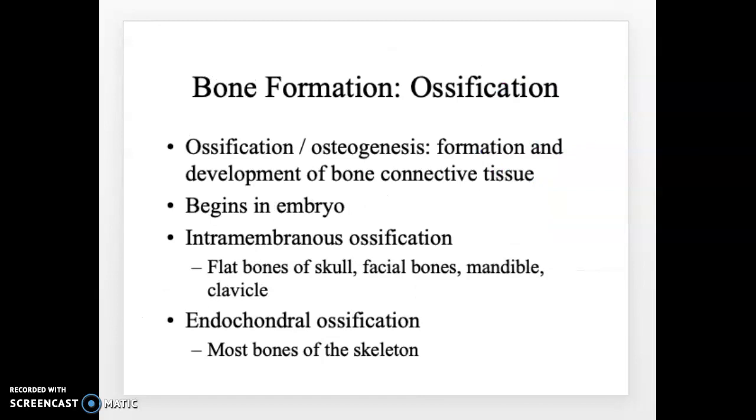So ossification is a process of forming hard bone. This starts in embryonic development. The two different types, there's intramembranous and endochondral. So intramembranous is forming flat bones of the skull, face, jaw, clavicle. Endochondral is everything else.